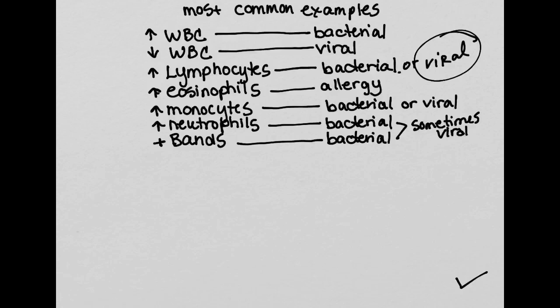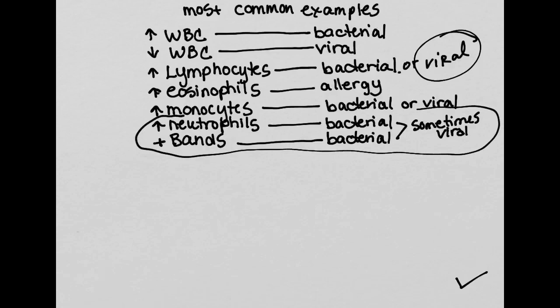Eosinophils, usually allergies. Increased monocytes, bacterial or viral. Increased neutrophils, bacterial, and bands, bacterial. Sometimes viral, but usually you'll see these show up if they're septic or have a severe bacterial infection. Again, these don't always show up, because think about what they are and what they do.